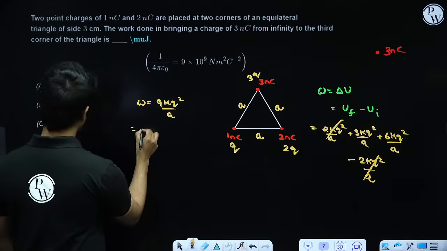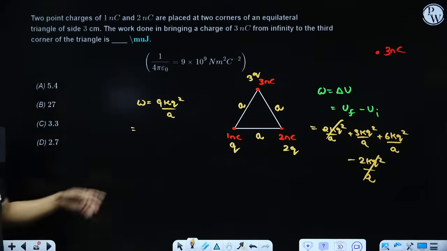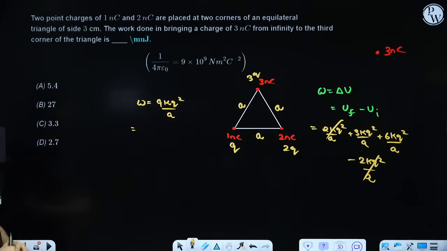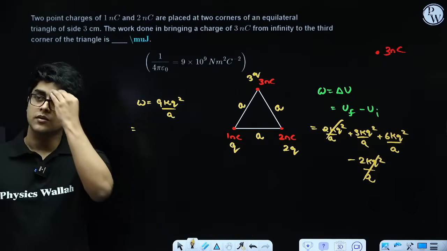Okay, so now it's just calculations. So you can substitute K as 9 into 10 power 9. Q is known, 1 nanocoulomb. A is going to be 3 centimeters. Okay, so we can ignore the calculations.